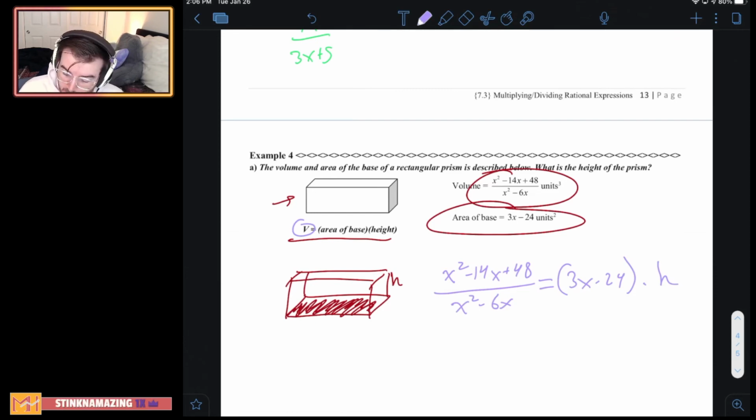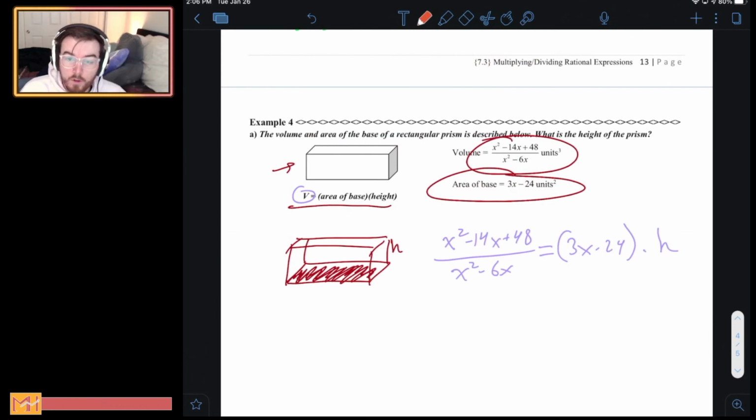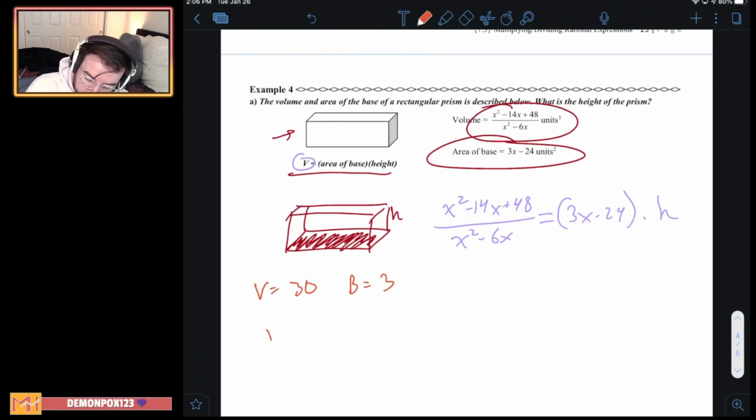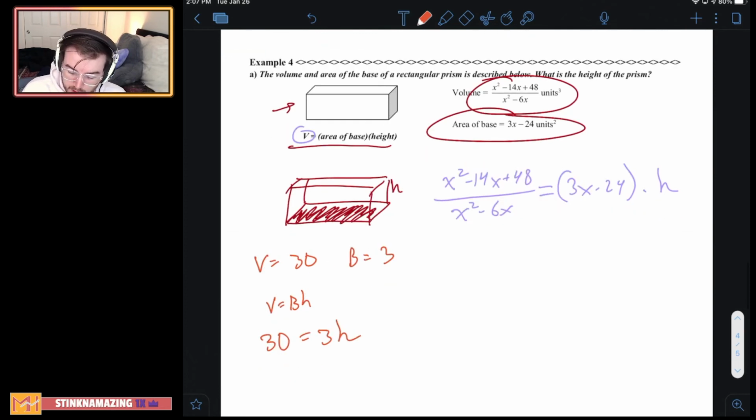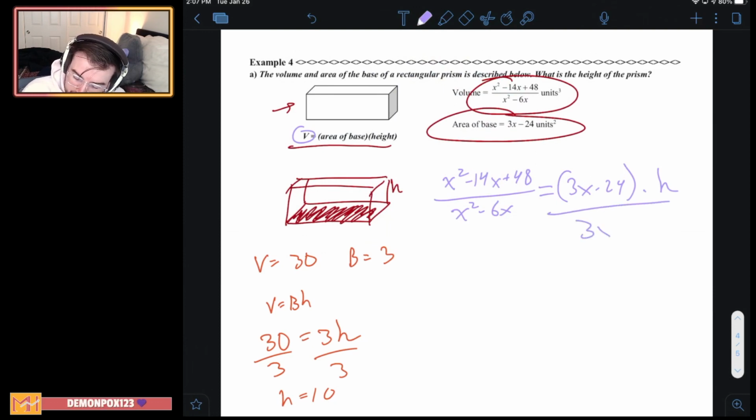Now, how do we solve for height? You might look at this and go, well, this looks overwhelming. What if I told you the volume was 30 and the area of the base was 3? What would the equation be? Volume equals area of the base times height. That'd be 30 equals 3h. What would you do to solve for h? You would simply divide by 3 and you tell me, oh, the height of the prism is 10. That's exactly what we're going to do here. Divide this away.